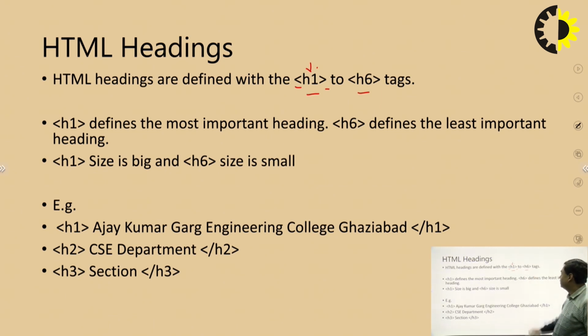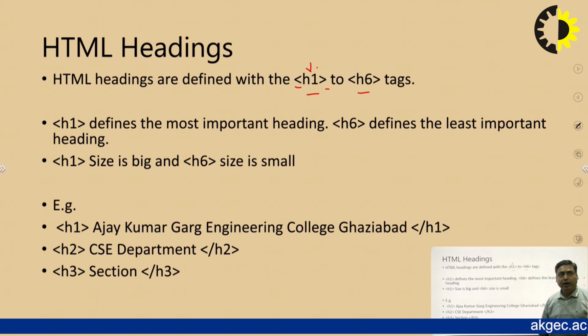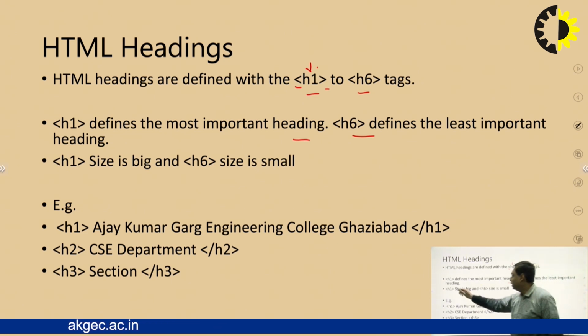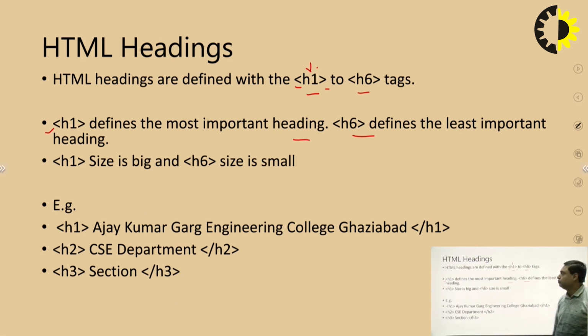So we have six heading tags, H1 to H6. H1 is mostly for the important headings, and H6 is for the least important headings. Basically, there is a size difference between H1 and H6. If any content is tagged by H1, it will display in a big size. And if the content is tagged by H6, it will display in a smaller size, less as compared to H1. So there is a size difference: as you move from H1 to H6, the size of the content is reduced.